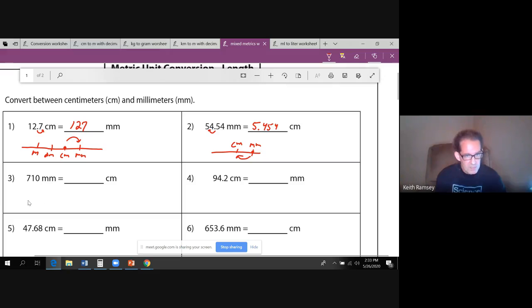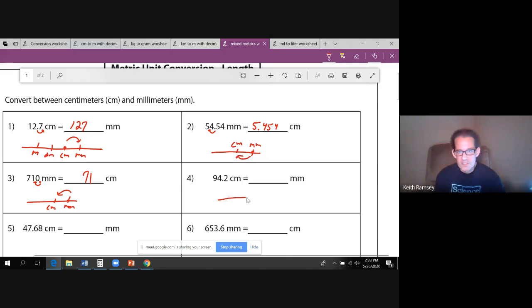So now I'm starting at millimeters. Here's milli, and here's centi. So I'm starting here. I'm moving to the left 1 step with my decimal. So here's my decimal, okay? I'm going to move it 1 step to the left, so this just becomes 71 centimeters, or 710 millimeters.